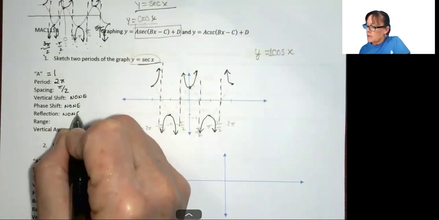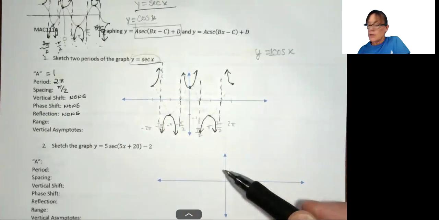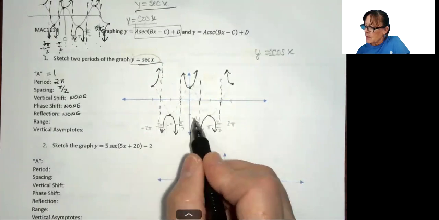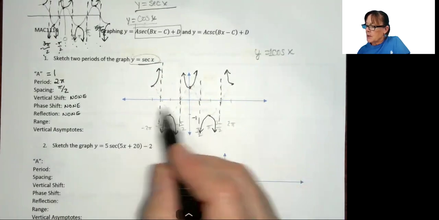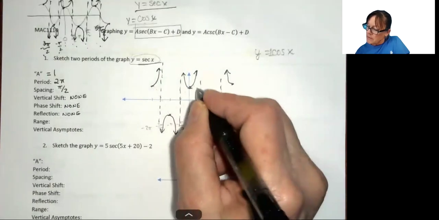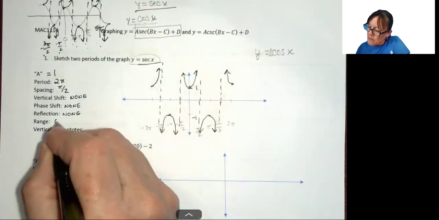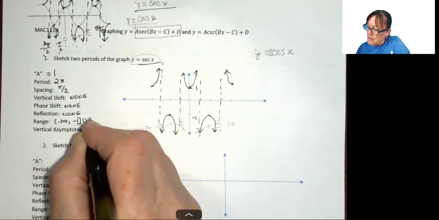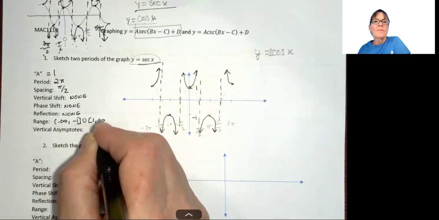The range, what is the range? Well, for our secant graph, it's from negative infinity to this value, which is negative 1. And then it's empty, no space. And then up here, this is 1. So the range is from negative infinity to negative 1, and then 1 to infinity.